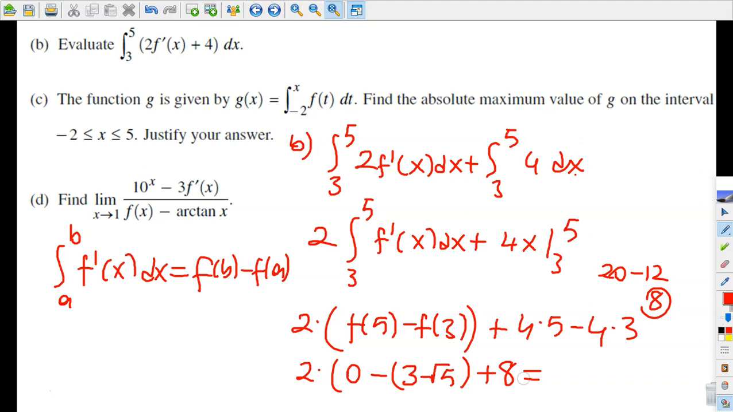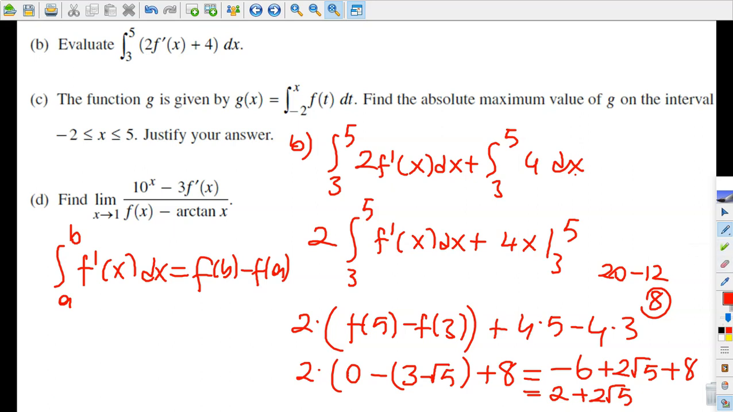So this is going to be equal to negative 6 plus 2 square root of 5 plus 8. So my final answer is going to be equal to 2 plus 2 square root of 5. So that's the answer to part B. So we've evaluated that definite integral. Alright, let's move on to part C.